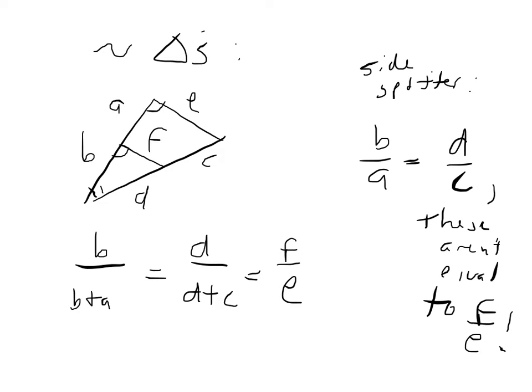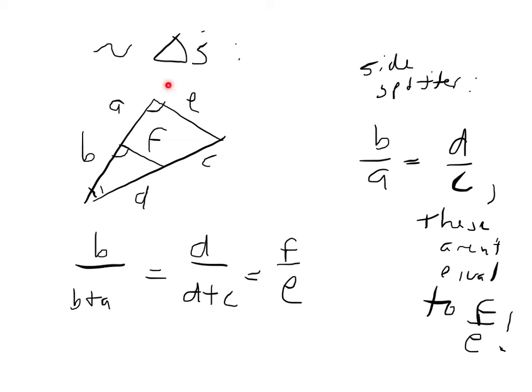So, similar triangles. Let's suppose we have two triangles that are similar, and they're similar because of angle in this case. Both the little triangle and the large triangle share this angle up here, and they both have congruent angles here. So by angle, those triangles are similar, and ratios of corresponding sides therefore are proportional. So B to B plus A, D to D plus C equals F to E.